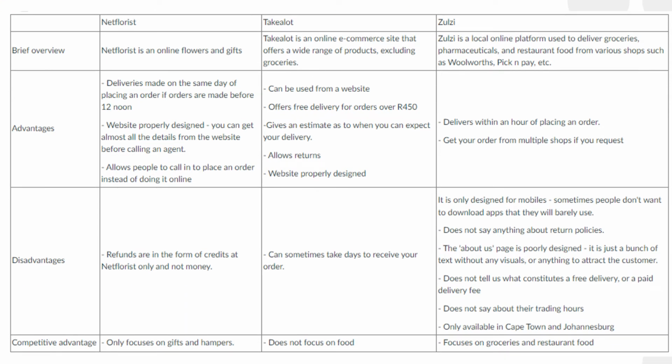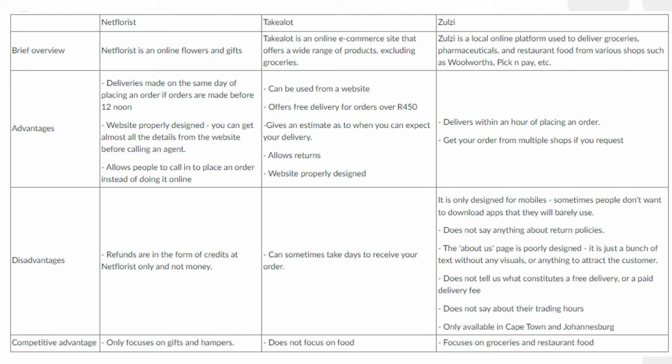This is an example of a competitor analysis that we did at school, and the idea behind it was that we're assuming that we wanted to design an online delivery system due to COVID-19, obviously. So we chose 3 other competitors that are already out there that have an online delivery service, and what we chose were Netflorist, Takealot, and Zulzi.